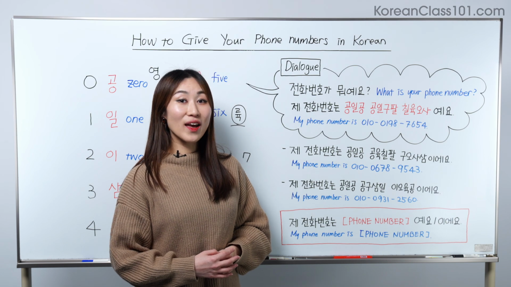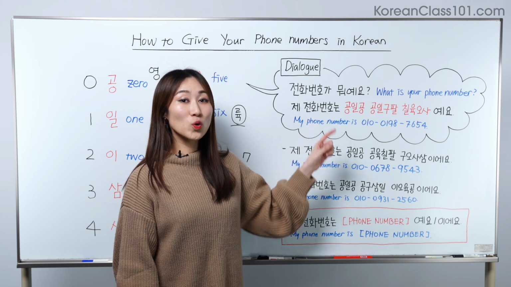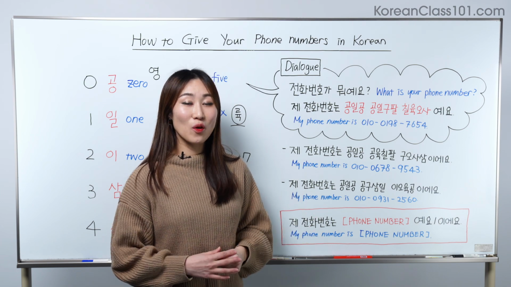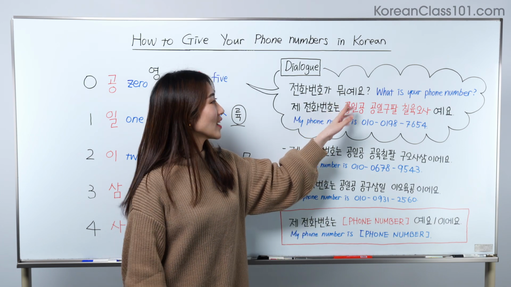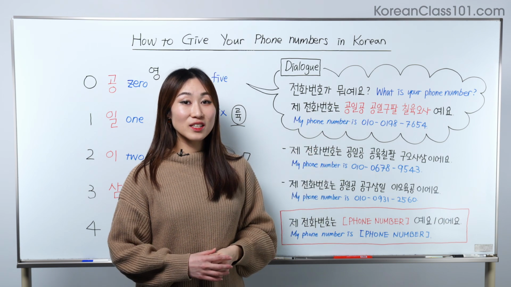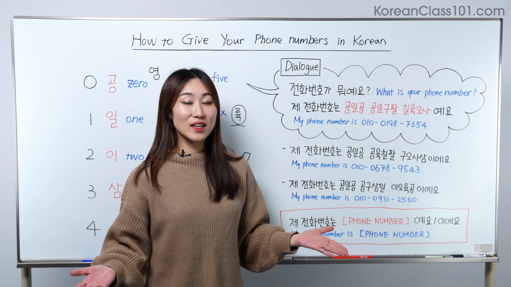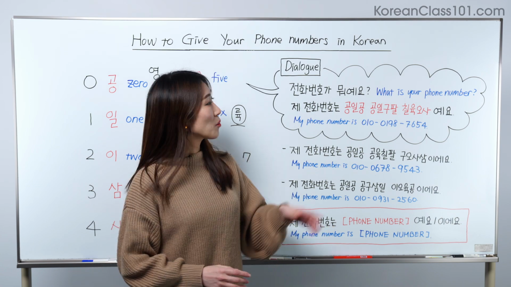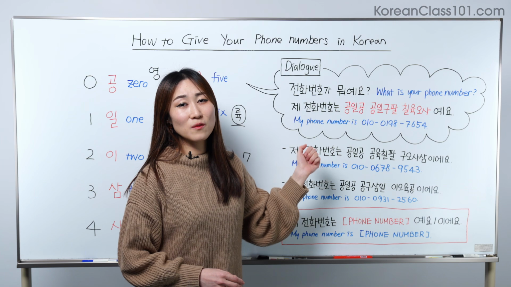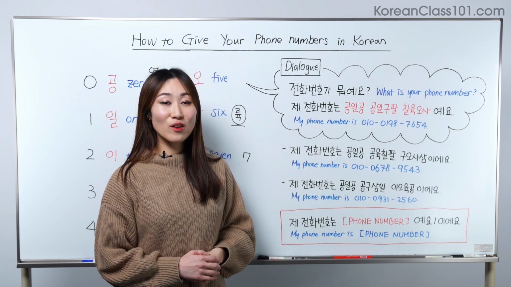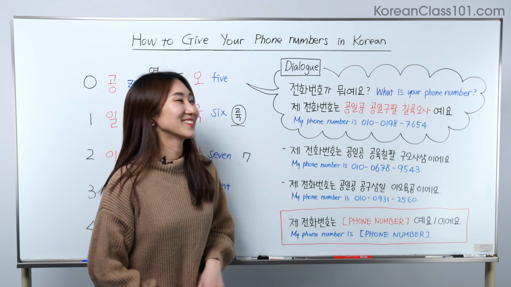뭐예요? 뭐 is a shortened form of 무어 and it just means what. 예요 is from the verb 이다. It means to be. Technically, it's a particle, but it's used as a verb like to be. 전화번호가 뭐예요? What is your phone number?